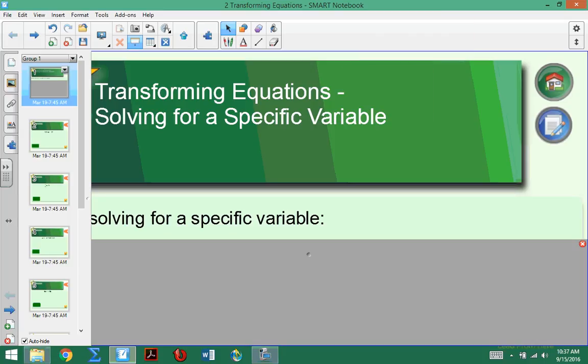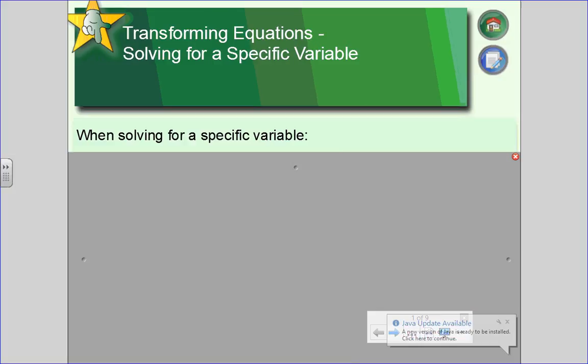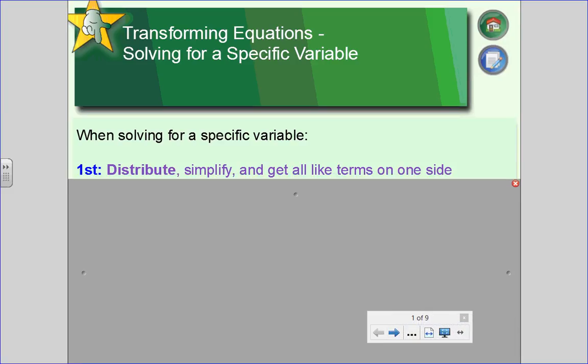Okay, today's lesson is on transforming equations, which is really just a fancy way of saying to solve for a specific variable. So when we are solving for a specific variable in an equation, we're going to do a couple things. The first is going to be to distribute, simplify, and get any like terms that we can all on one side so that we can combine them.